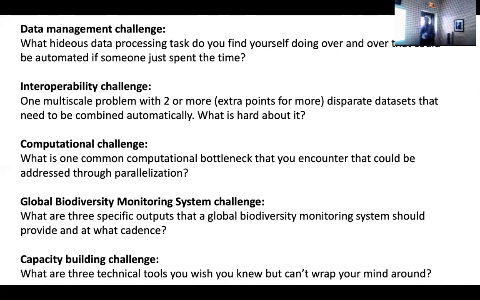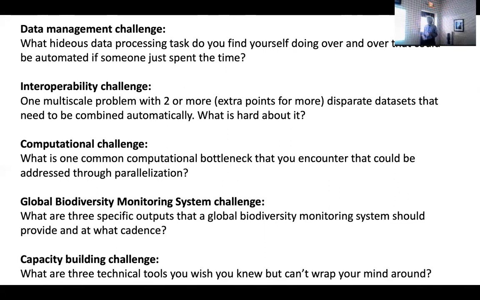Interoperability challenge. Please gather around and find one multi-scale problem that uses 2 or more disparate data sets that need to be combined automatically. What's the challenge there? Think of one very crisp problem that uses 2 known data sets that are a pain in the neck to combine, and why is that hard? We're doing the same tweet thing, right? Somehow in a tweet. Computational challenge: what is one common computational bottleneck that you encounter that you think could be addressed through parallelization?